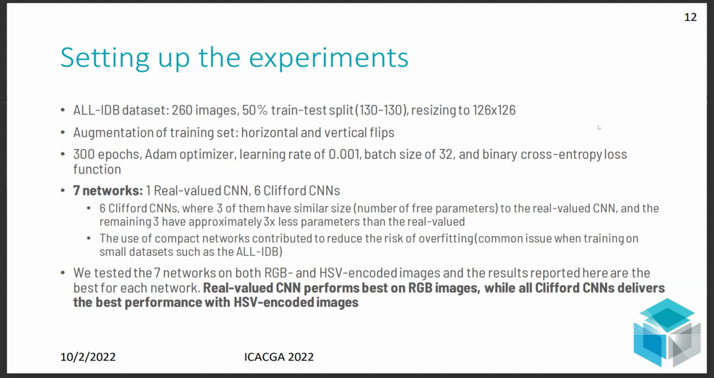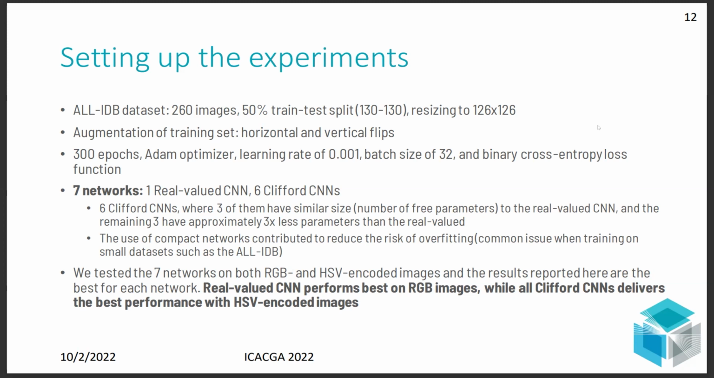So we trained seven networks, one real-valued CNN and six Clifford-valued CNNs. As I already mentioned in the previous slide, we have the smaller version and the equivalent version. The use of compact networks contributed to reduce the risk of overfitting, which is something that you always have if you have such a small data set.